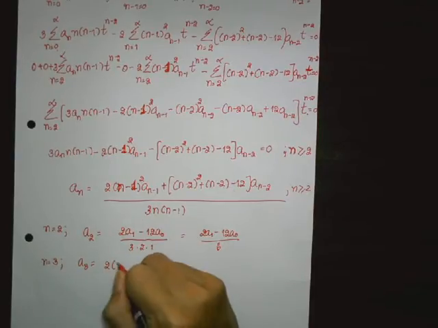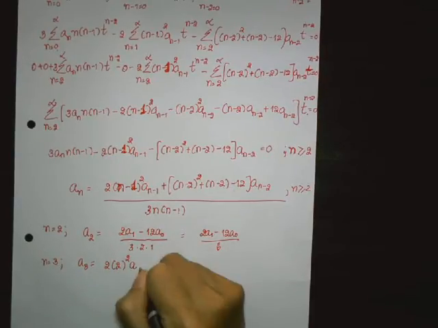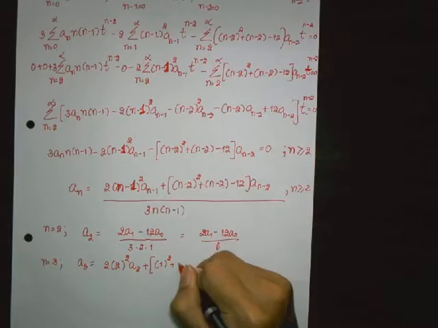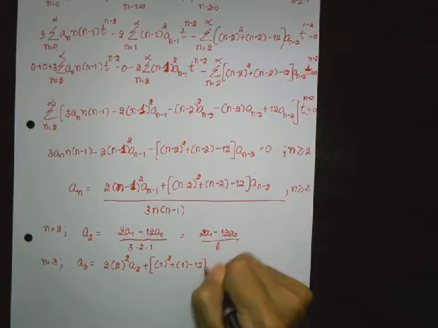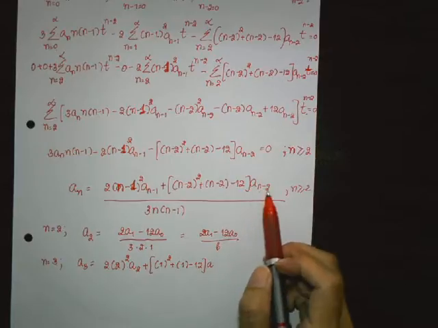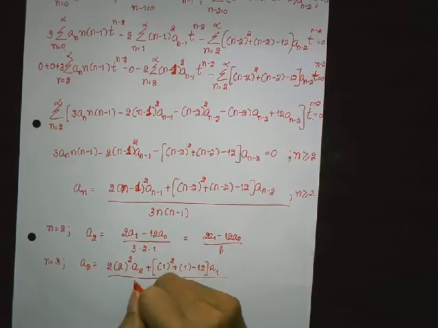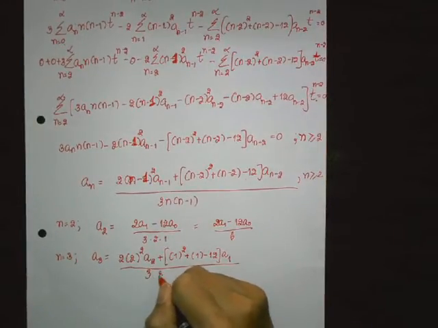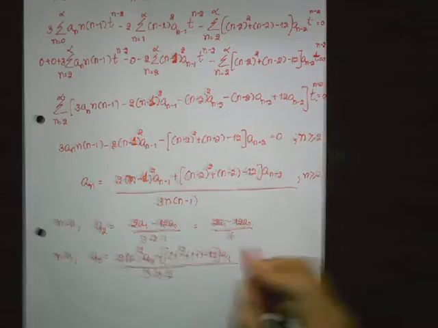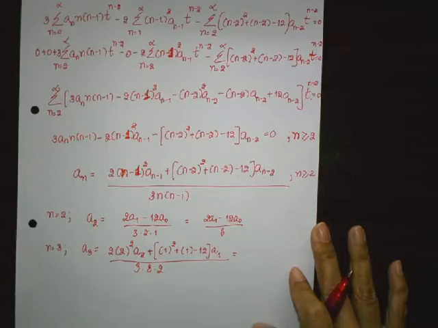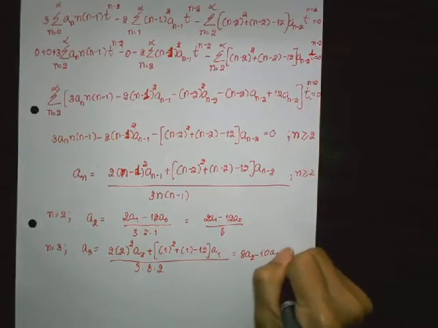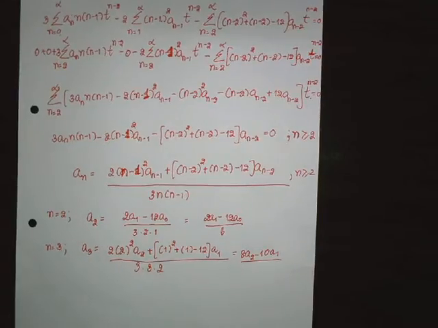3 minus 1 equal to 2, 2 squared, 8 a2. 3 minus 2, 1 squared plus 1 minus 12, a1, 3 times. n is equal to 3, n minus 1 equal to 2, which is 8 a2. 1 plus 1 equal to 2, 2 minus 12 is equal to minus 10, a1. 18, right?